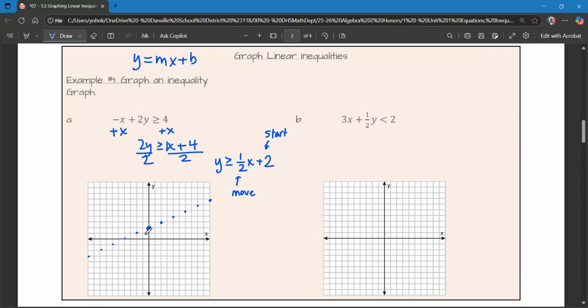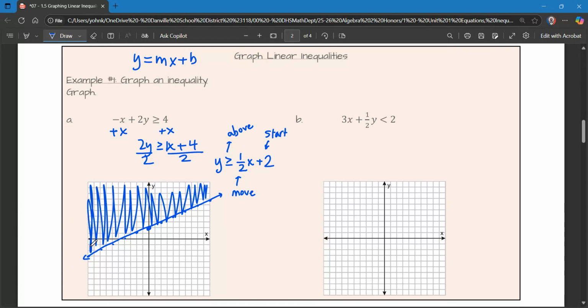Notice that it's a solid line, so that is how we connect them. It's a greater than or equal to. Now because it's greater than, you're going to shade above. So if this is your boundary line, above it is all of this. You just use your pencil to shade it in as exciting as you want.